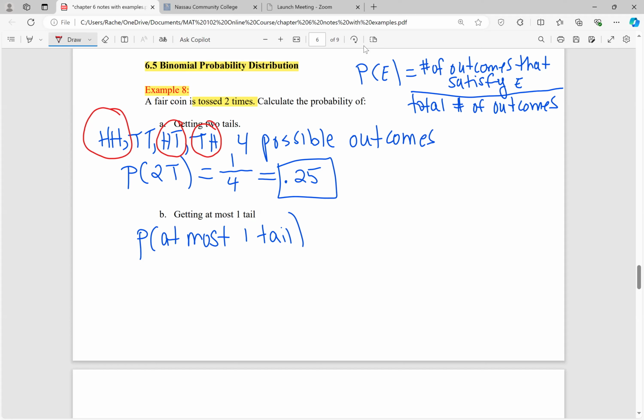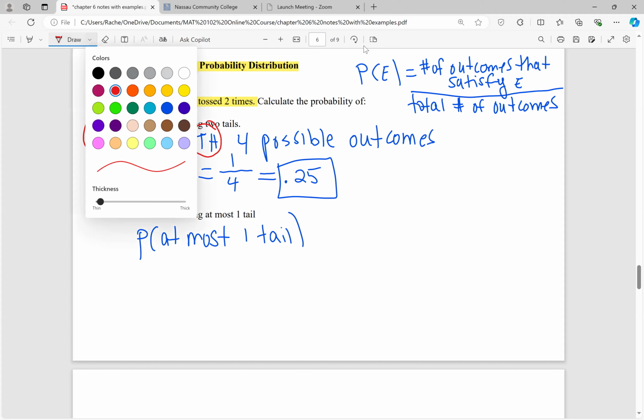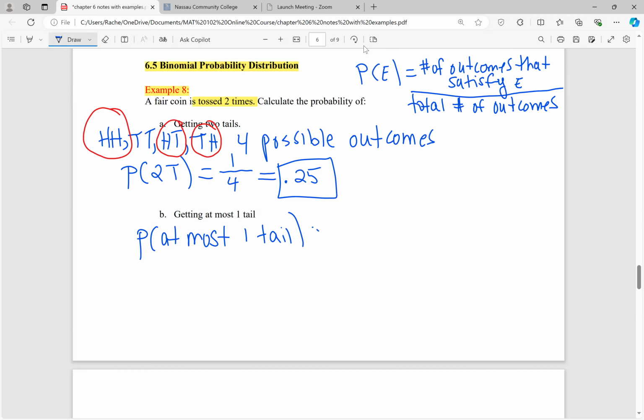We're not going to include tail, tail because that includes two tails, which doesn't fall within the event of at most one tail. So this is going to be 3 possible outcomes out of 4 total outcomes, right? There's 4 outcomes altogether and 3 have at most one tail. And if we simplify that, my probability is going to be 0.75. So there's about a 75% chance that if we were to flip a coin 2 times, we're going to get at most one tail. Basic probability.